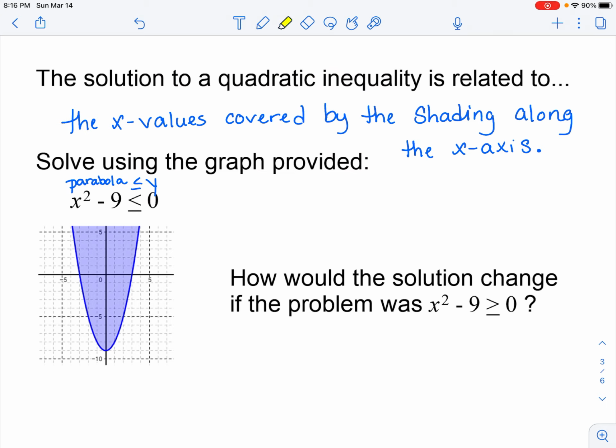Now the x-axis is right here. So we want to know, what part was shaded twice? The part that's shaded twice goes from right here to right here. This is the part that got shaded twice. These are my solutions. So I need to identify, what are those x values?